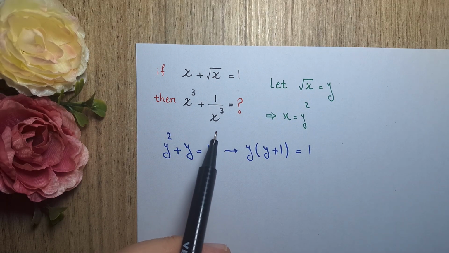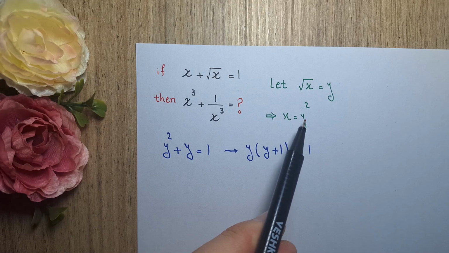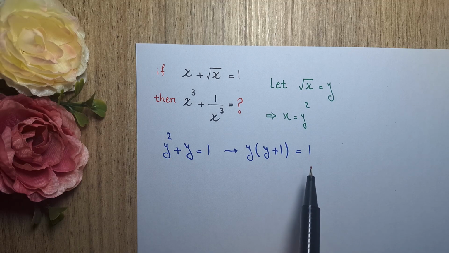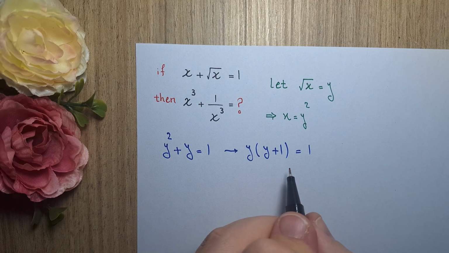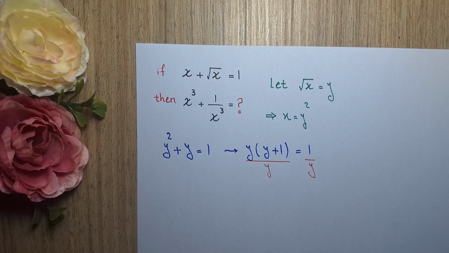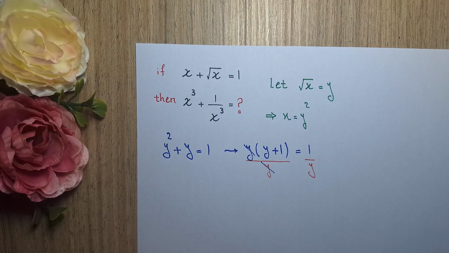From these terms, we know that x cannot be equal to 0. And from this one, we know that y cannot be 0 too. So we can divide both sides of the equation by y. So these two terms can cancel together, and we have y plus 1 is equal to 1 over y.